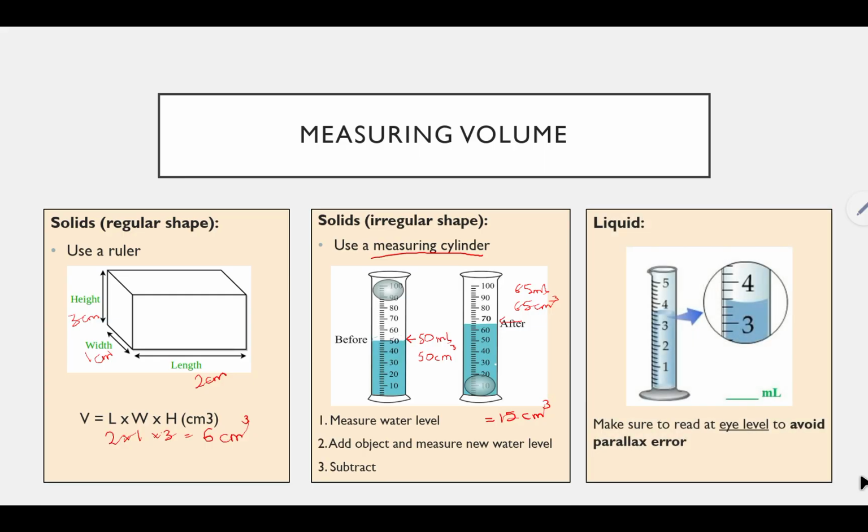Last but not least, for measuring volume, use a measuring cylinder, but make sure to read it at eye level. So I should not go from up or from down, because this will result in parallax error, which will give me an inaccurate reading.